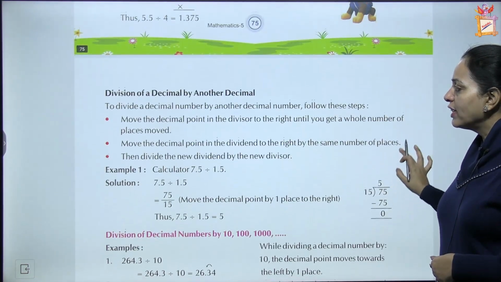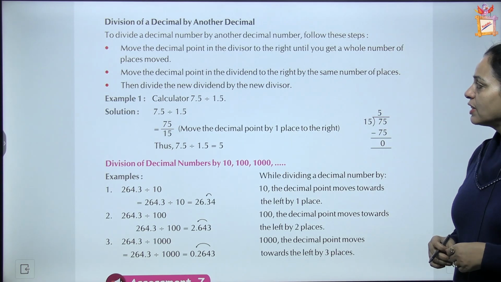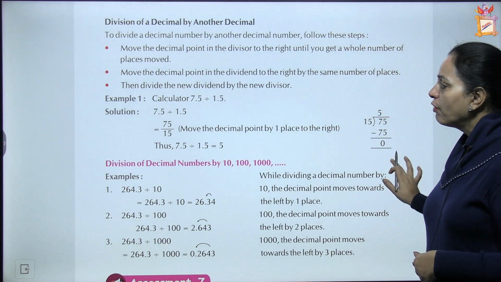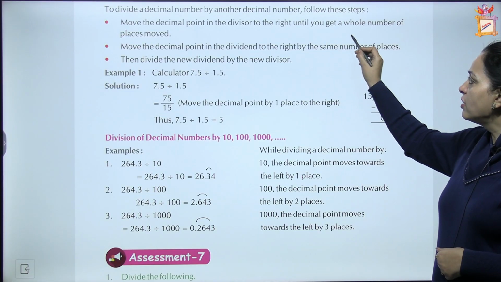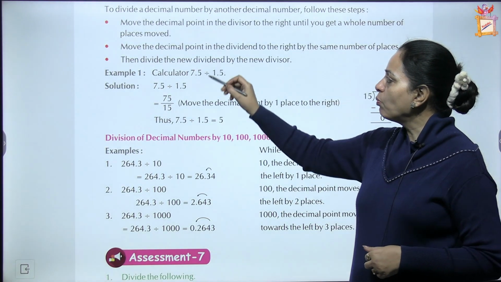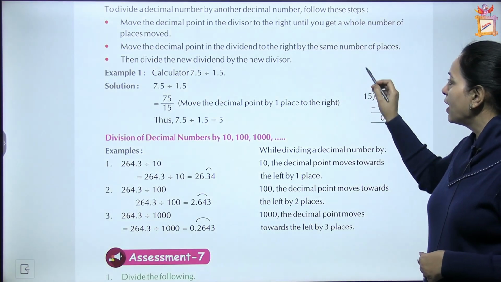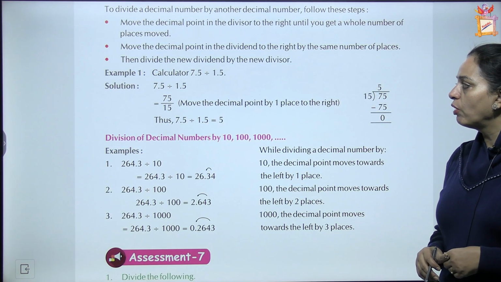Now division of a decimal by another decimal number. To divide a decimal by another decimal number, follow these steps. The first one, move the decimal point in the divisor to the right until you get a whole number. Then move the decimal point in the dividend to the right by the same number of places. Then divide the new dividend by the new divisor.